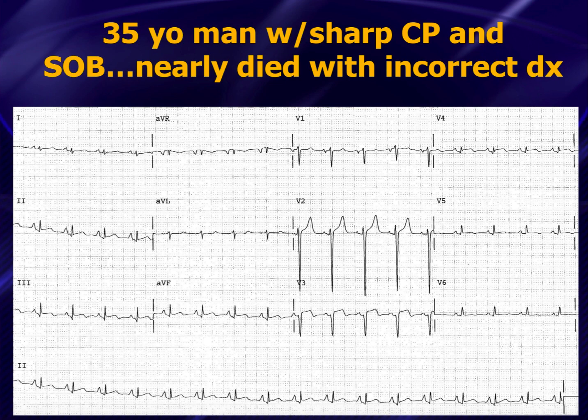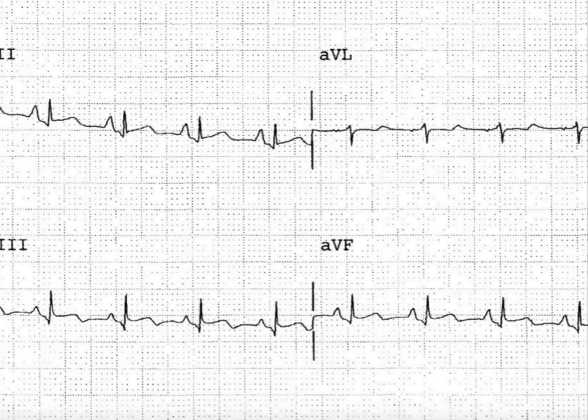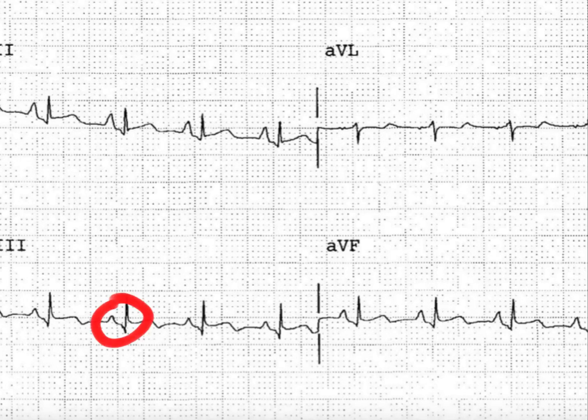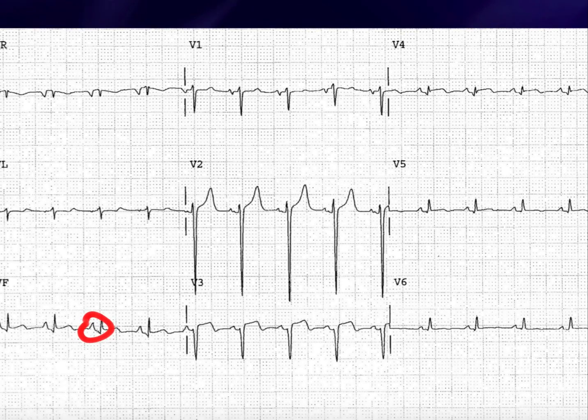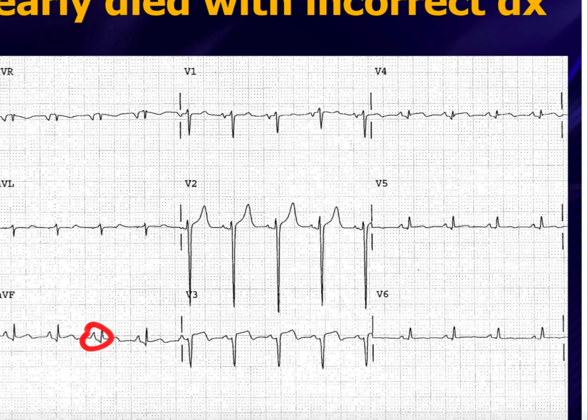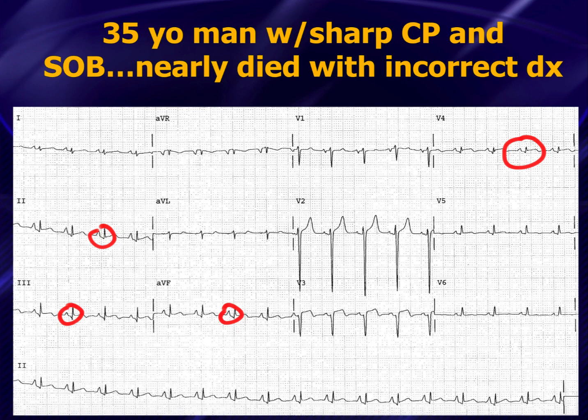Here's a 35-year-old who comes in with sharp pleuritic, maybe a little bit of positional chest pain, nearly died because the diagnosis was made incorrectly. Take a look at those PR segments. There's PR segment depression or downsloping in a few of the inferior leads and maybe out here in the lateral leads as well. So this, for all the world, looks like pericarditis. It's not pericarditis. This is actually an acute STEMI. We'll talk about why PR segments are a myth that we've all been taught that are predictive of pericarditis.